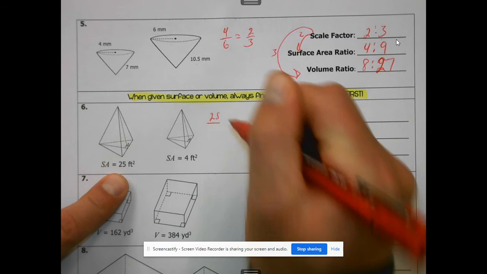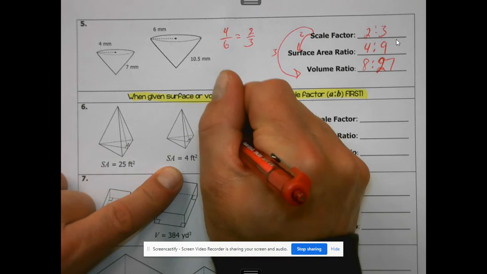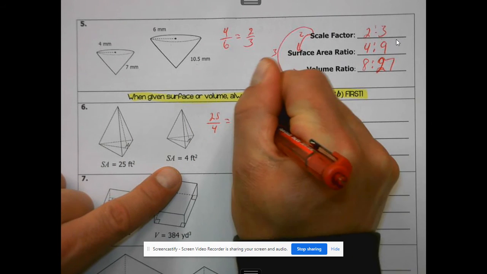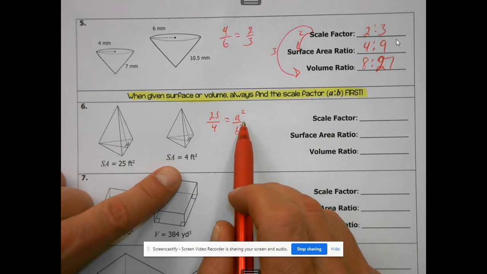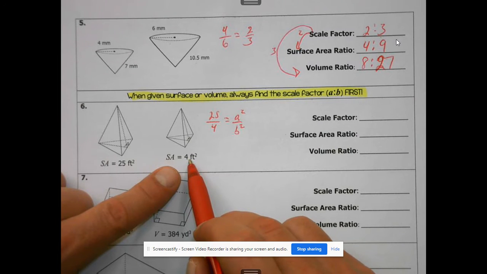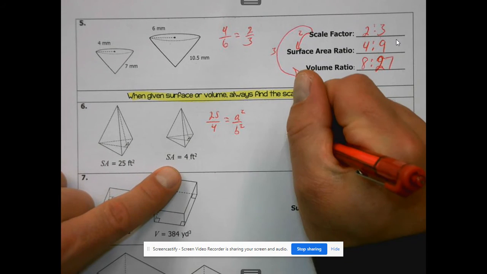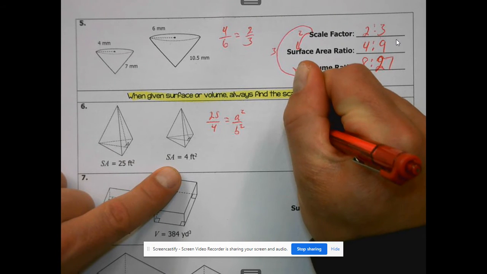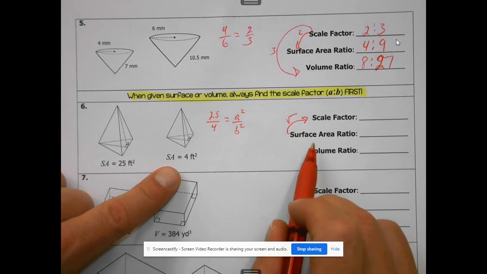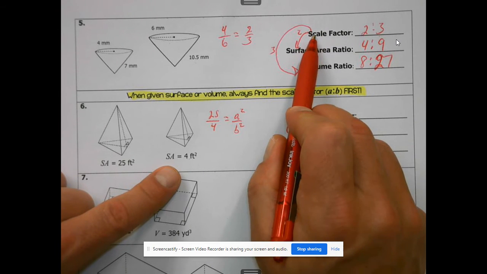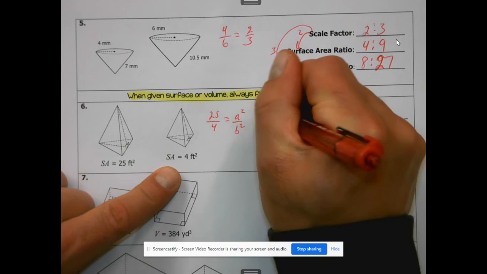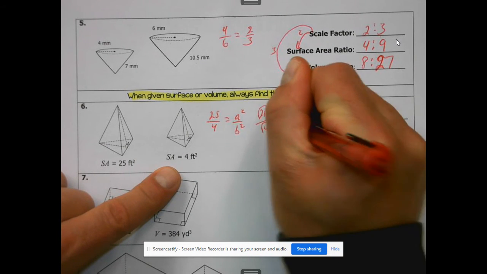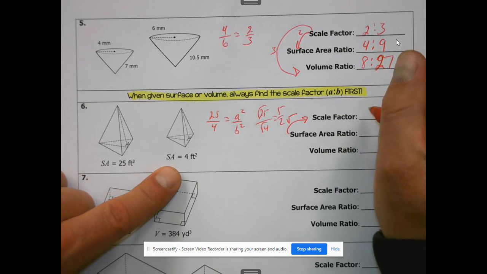All right, so surface area was 25. The left guy's surface area, on the right, was a 4. All right, this is your a squared, b squared, right? So to go backwards, I had to square to get here. I have to square root to get back. So to go backwards, you have to square root. To get there, I squared. To go back, I square root. So if I square root 25 over 4, that comes out to be 5 over 2. That is your scale factor.